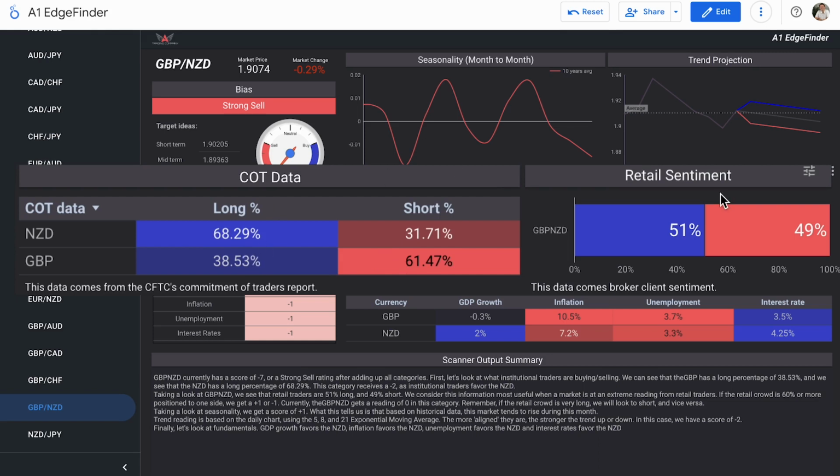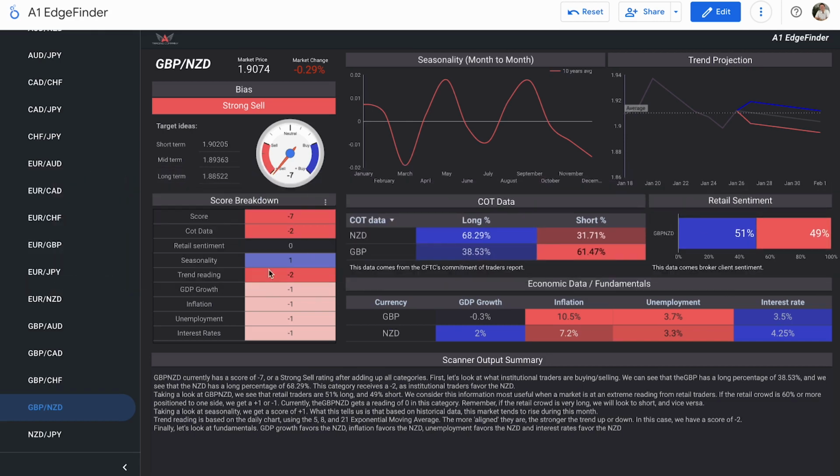Retail sentiment, on the other hand, it's pretty clear why we have a neutral or a 0 score here, because we have 51% long from retail traders and 49% short. So we are practically 50-50 here. It's clearly not leaning one way or another. You could try and make the argument that there's a slight favoritism towards the long side, but this is really just 50-50, and that's why we have that neutral score right here.